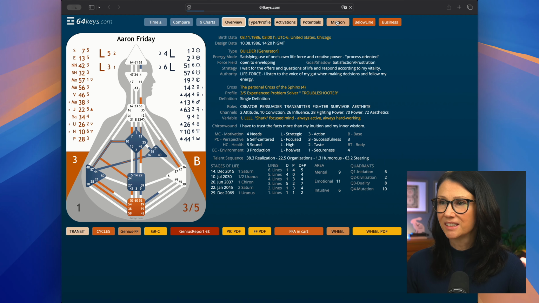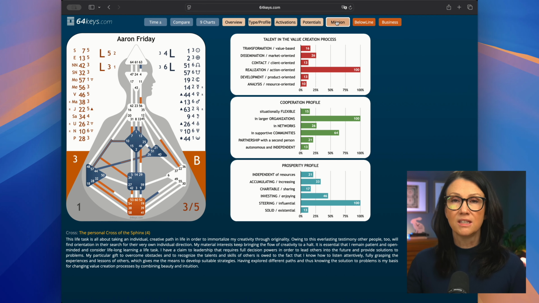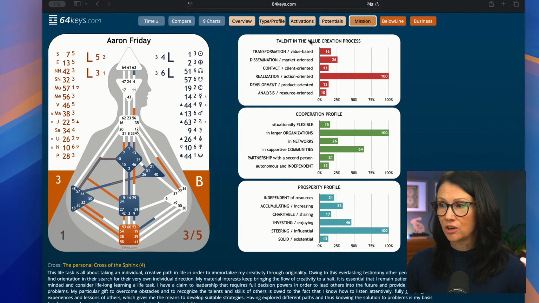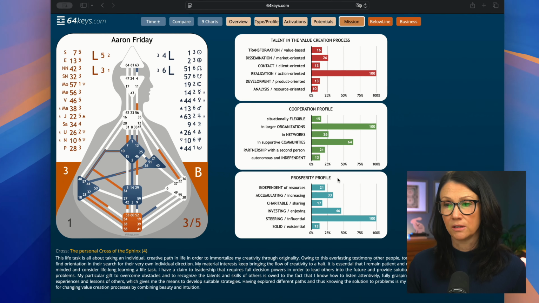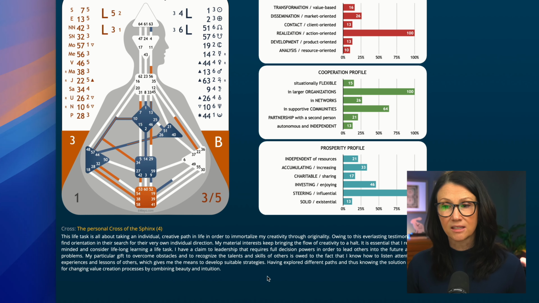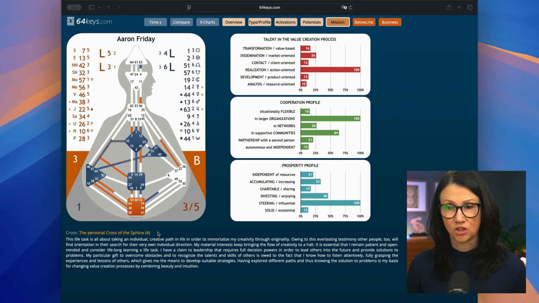So let's go there, click on mission. This is a very popular feature among 64 Keys users because it shows you information on the authentic professional unfolding of a person. It is about the core talent of a person in the value creation chain, the cooperation profile that shows in what form or size of cooperation a person can best develop, and how individual material prosperity can unfold for an individual. And you have a detailed explanatory text about the specific Incarnation Cross of this chart.